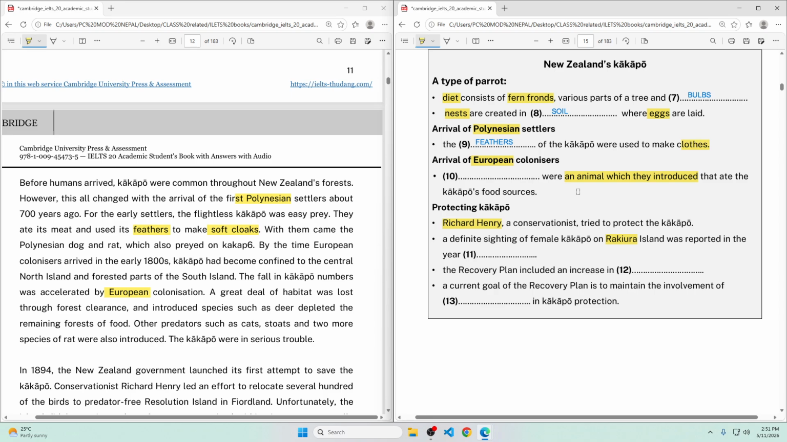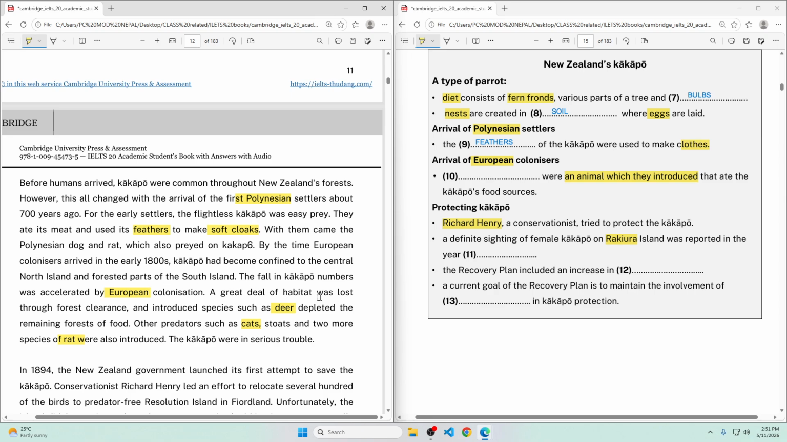I don't think I need to look at this. Most of the time what you'll find is that most European colonizers brought rats with them. So I think the answer is going to be rats. Let's see. The blank were an animal which were introduced. If we look here, we can find deer, we can find cats, rat. This is Polynesian dog and rat, so we're not going to use that.